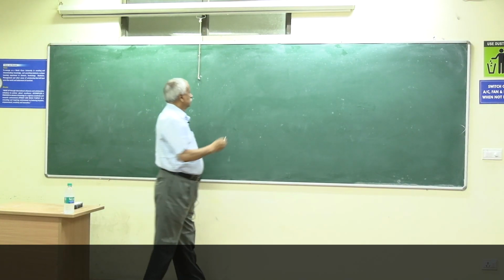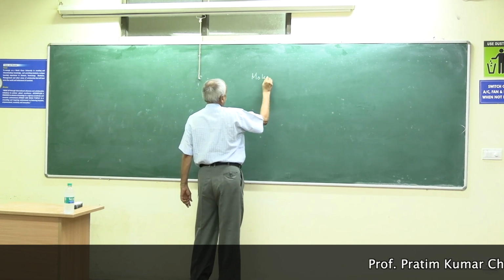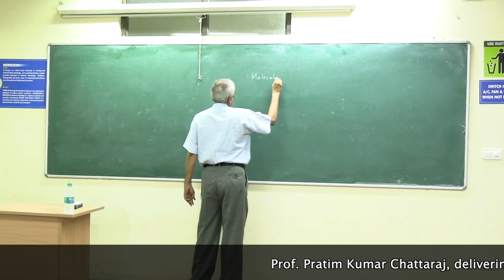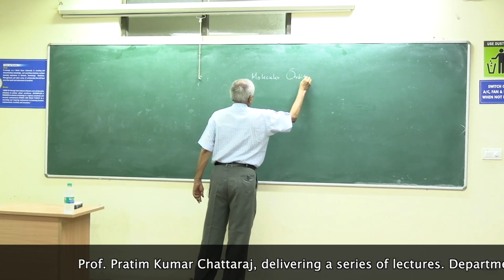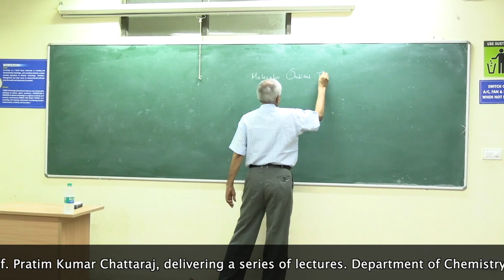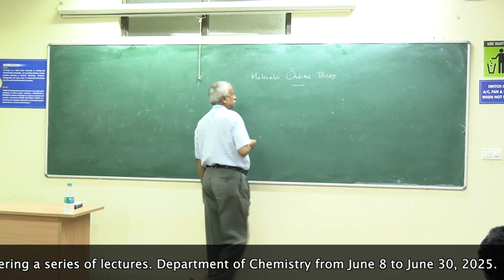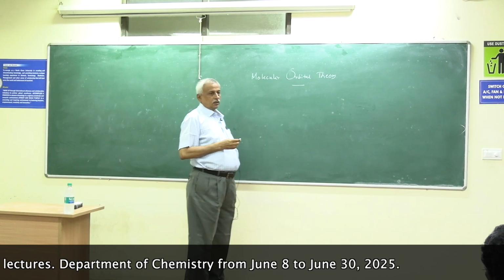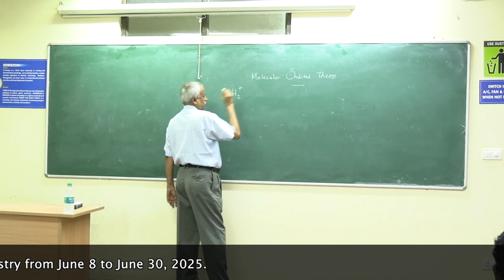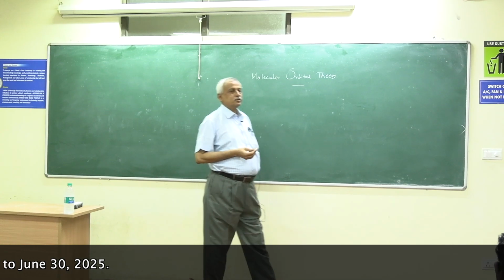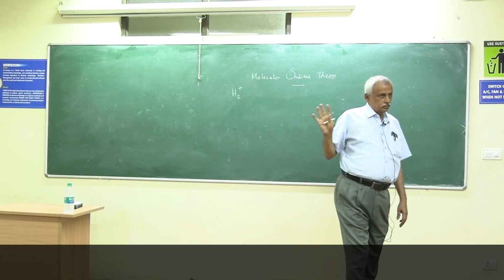So I will apply this to, let's say, molecular orbital theory. I will take a very simple example, H2 plus. This is the simplest possible complicated molecule. This is a 1 electron molecule.